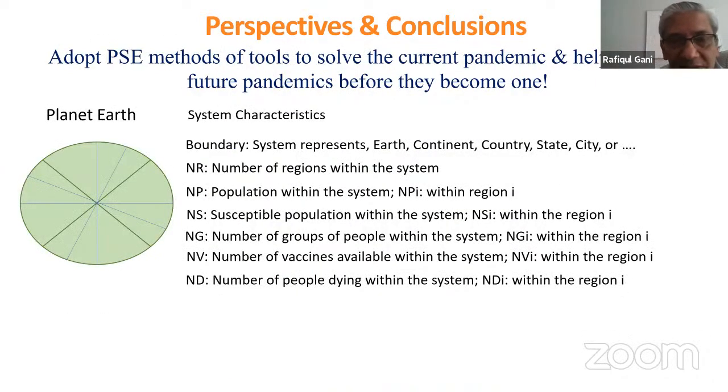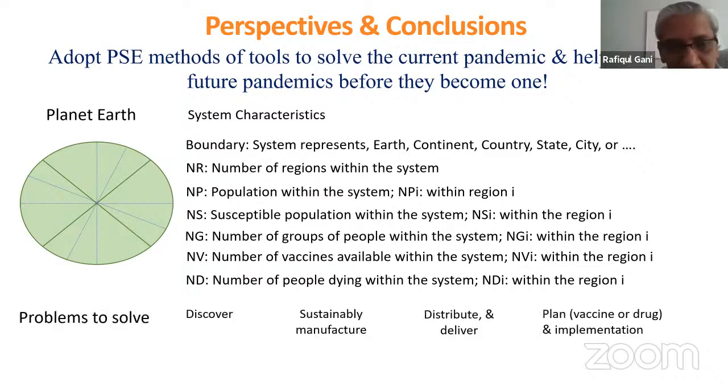And then I will end with this problem that we have been actually working with, and it's a good opportunity for all of us. We have the planet Earth. The system can be Earth, it can be a continent, country, state, city, whatever. Then within the country, let's say, what is the number of regions within which the country can be divided? Then within each region, how many people are there? Within each, how many groups of people can we say? And then how many vaccines do we have available, and how should we distribute the vaccine so that the number of people dying within a certain period is the minimum. So that's a very nice optimization problem.